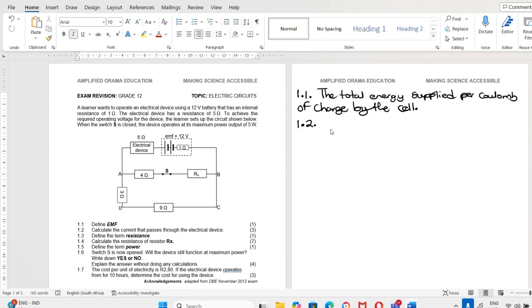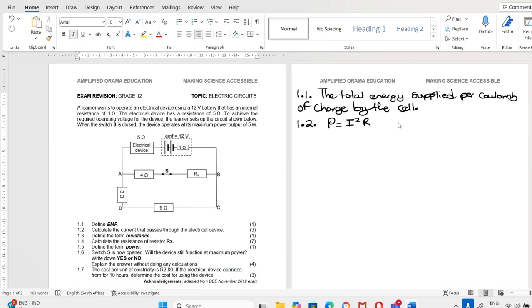The next question, 1.2, says calculate the current that passes through the electrical device. The electrical device there has a resistance of 5 ohms, and we must not forget that its power output is 5 watts. So we could use the formula P equals, and we're looking for current. We could use P equals I squared R.